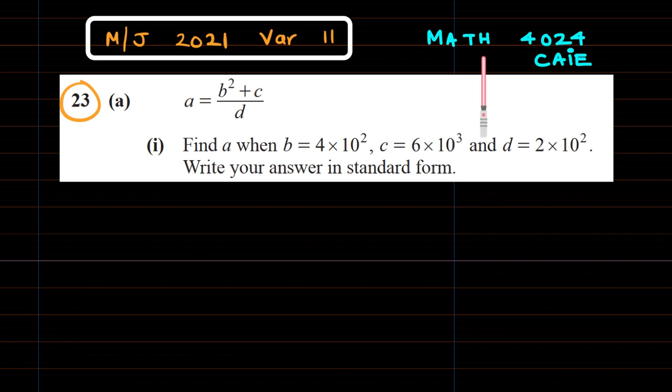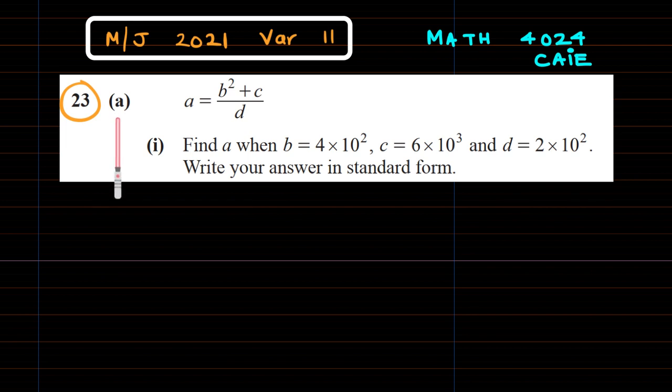We will be focusing on an O-level paper, Math 4024, and the term is 2021 Variant 11. We are focusing on this exam paper, and yes, we are focusing on a standard form question. Now the question arises, can a standard form question be really a tricky one? Let's see and let's wait till the end of the video.